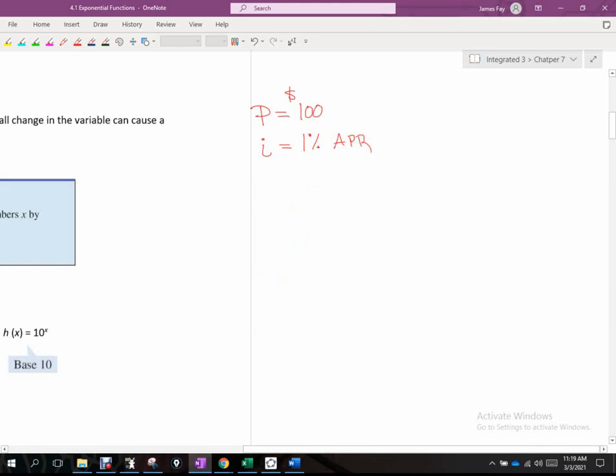APR, annual percentage rate, which means that over the duration of 1 year, that $100 is going to gain me interest of 1%. Does that make sense? So this is kind of the payoff that banks give for me to donate my money to them. For me to go put my money in their bank, they're going to give me a little bit of a return on my money. Why do they do that? Do you know why?